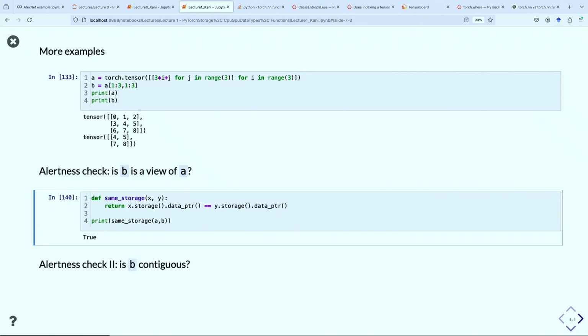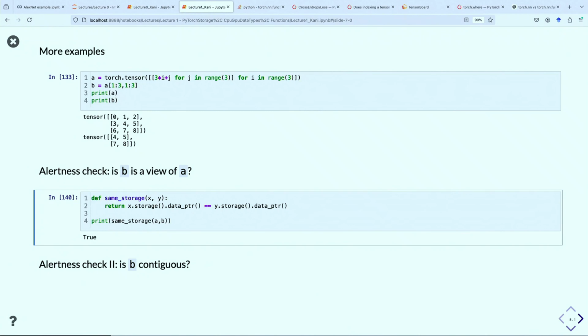Anyway, so is B contiguous? Yes, all the way in the back. No? Why not? Well, what do you think? I don't think so, because in memory, considering the way A is set up, it's probably like 4, 5, 6, 7, 8, in order. So like 4, 5, then it skips to 7. So it's not contiguous. That is true.